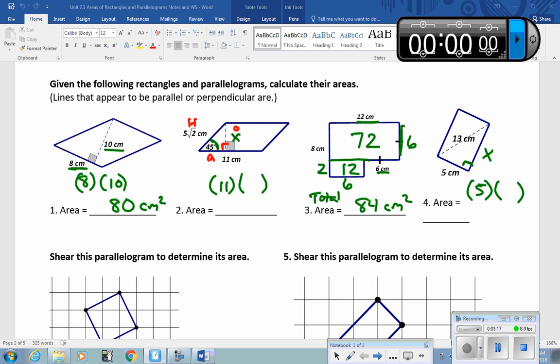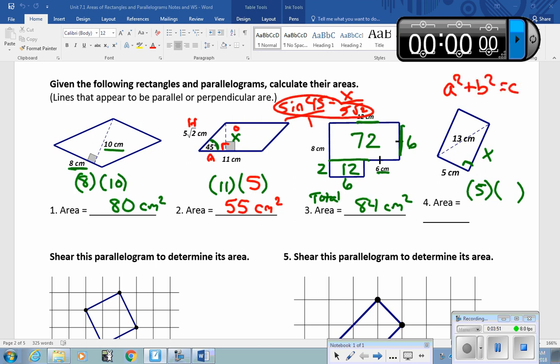So I'm going to do sine of 45 equals x over 5 radical 2. Now for this one, you set it over 1, and you cross multiply, so you multiply sine of 45 and 5 radical 2, and the height ends up being 5 for an answer. So we end up for 2 getting 55 centimeters squared.